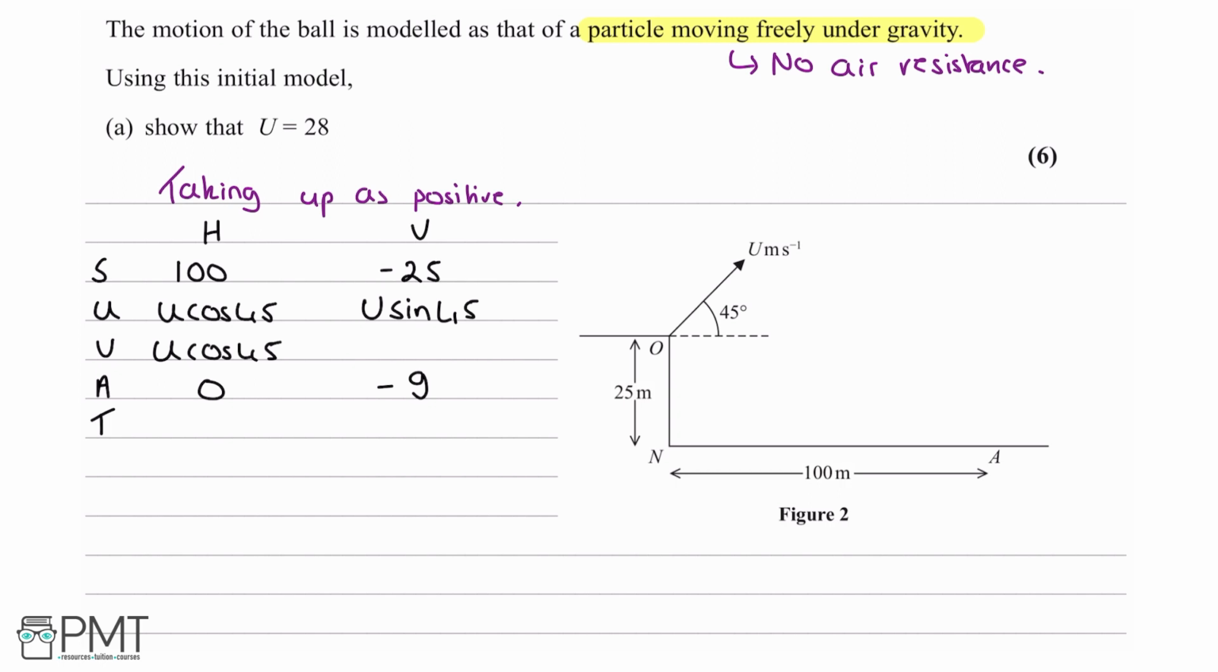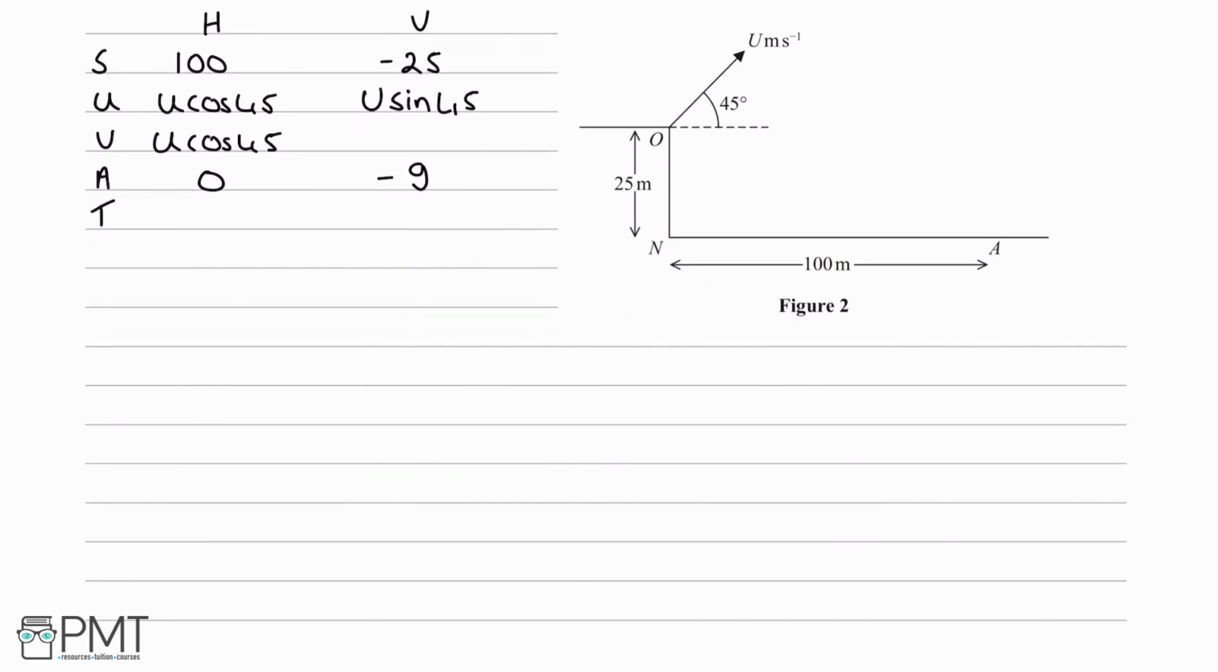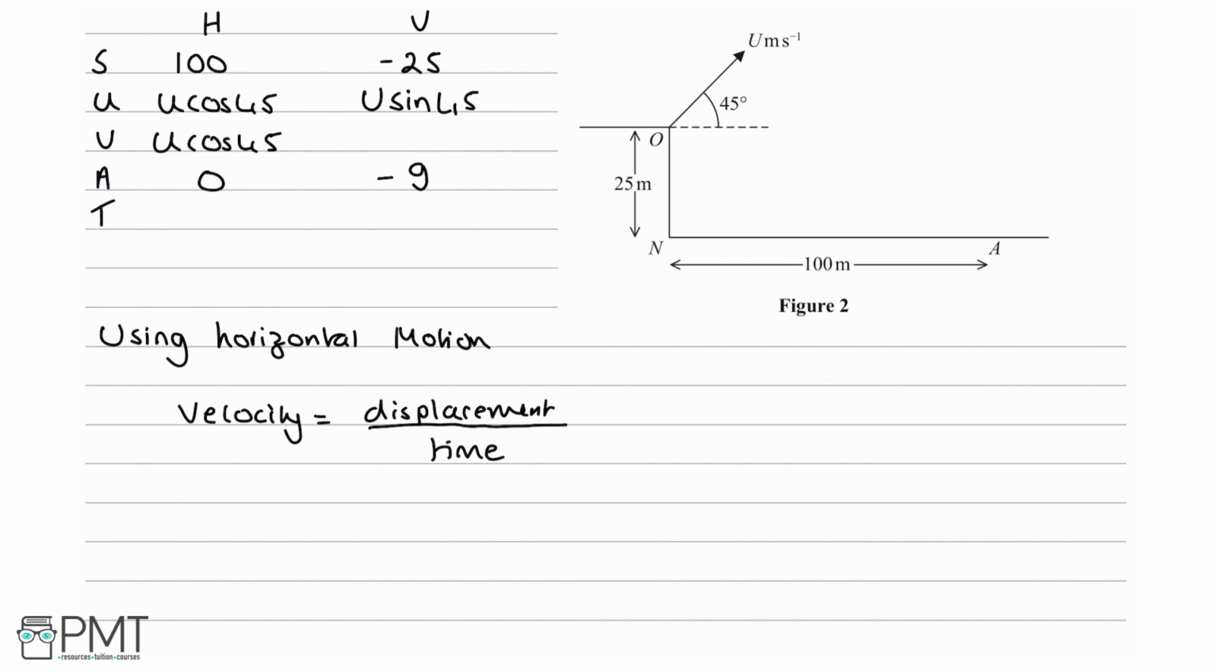From here, we can start by setting up some equations. The first thing I'm going to do is look at horizontal motion. Using horizontal motion, we're going to use the rule that velocity equals displacement over time. The reason I've written it out in full like this is because using the letters can tend to be a bit confusing, so it's better to write out the full words so you don't get confused.